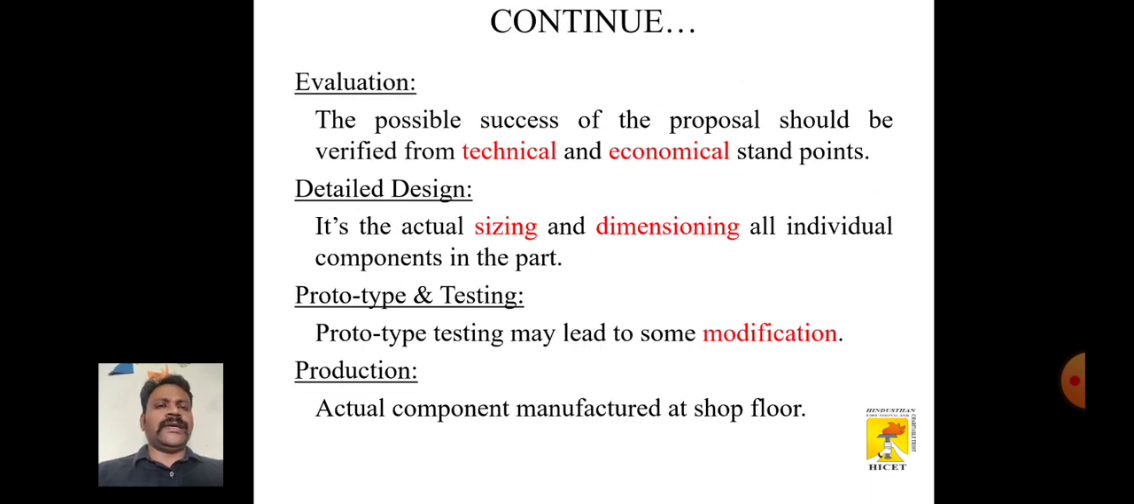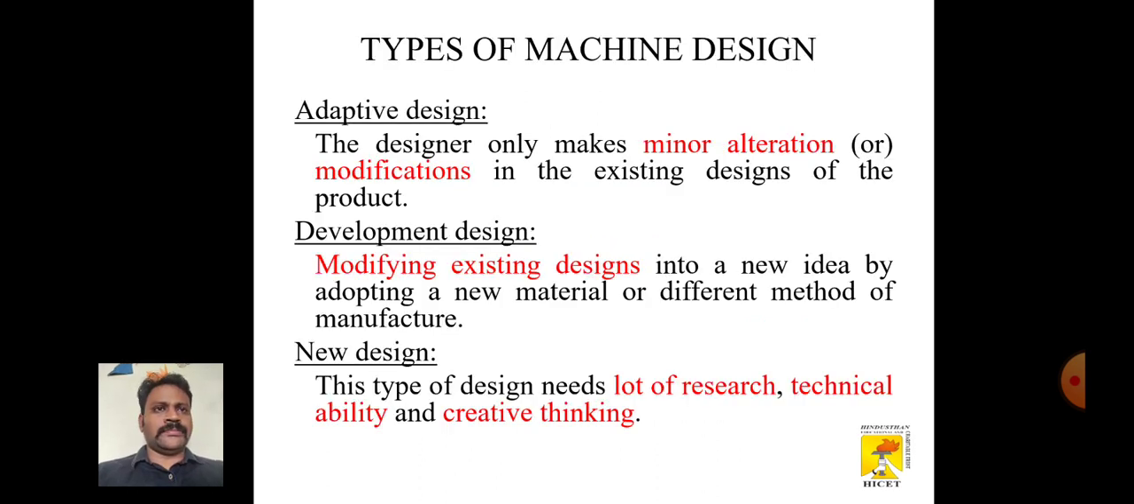After that, we evaluate the possible success of the proposal, which should be verified from technical and economical standpoints. Then we formulate the detailed decisions like the actual sizing and dimensioning of all the individual components used in this design. Next is the prototype and testing. It may lead to some modifications. Afterwards only we can enter into production, where the actual components are manufactured on the shop floor.